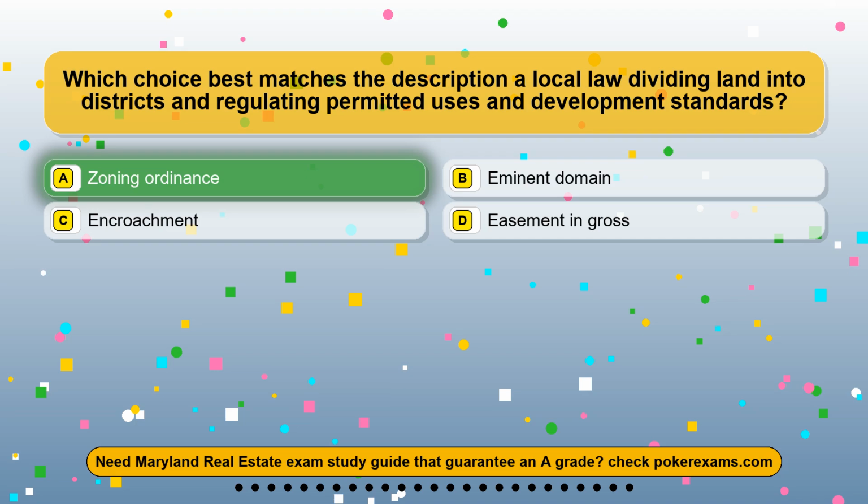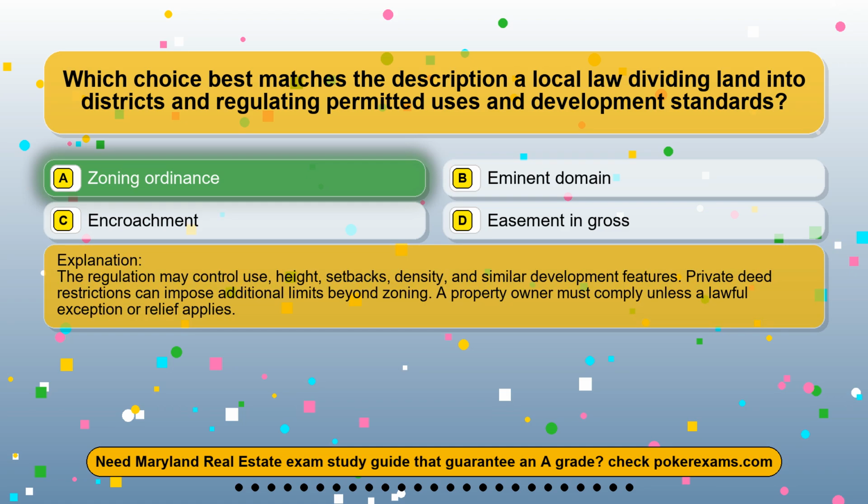The correct answer is option A, zoning ordinance. The regulation may control use, height, setbacks, density, and similar development features. Private deed restrictions can impose additional limits beyond zoning. A property owner must comply unless a lawful exception or relief applies.